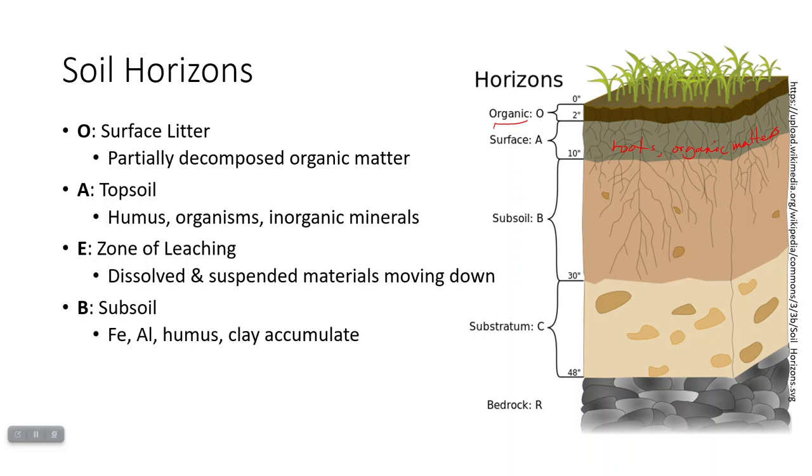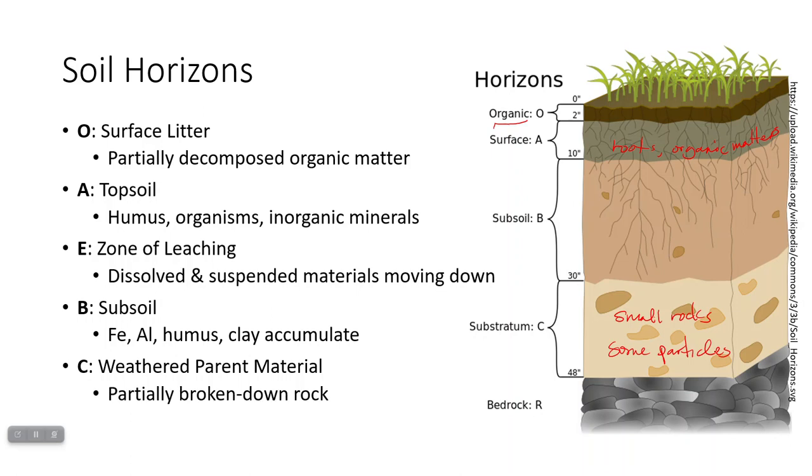The subsoil or B horizon tends to be rich in certain minerals like aluminum and iron. It can have larger amounts of humus, and it can have clay particles accumulate as well. Then the substratum or the C horizon is partially weathered parent material, so it will have small or large rocks and some particles. It is still in the process of being broken down. And then finally, below that, you'll have the bedrock, which is the parent material itself.